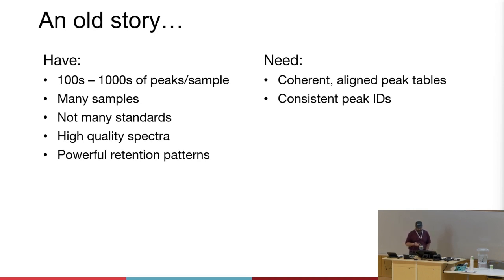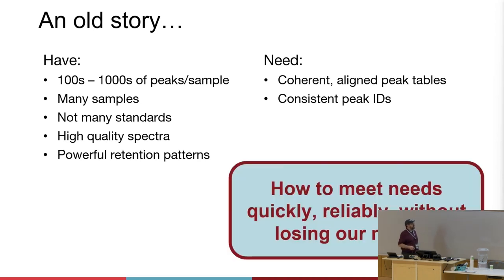We want to get a really nice peak table. And the big question for a lot of this is, how do we meet these needs quickly, reliably, without losing our minds or relying on tormenting our students who spend hours curating peak tables to make sure they get good results? It works, but it's really, really tedious. Is there a way we can do better? So the data that I'm going to be showing today comes from a pair of studies.